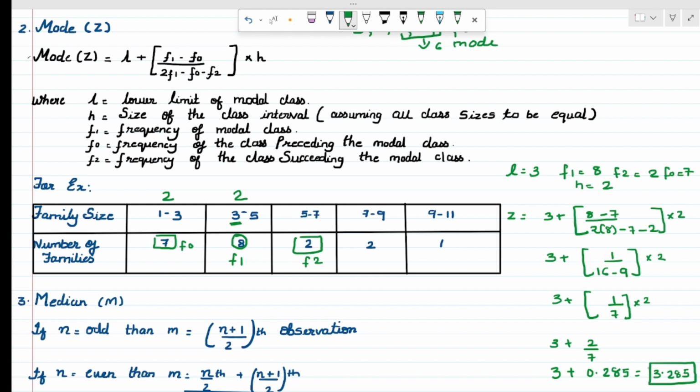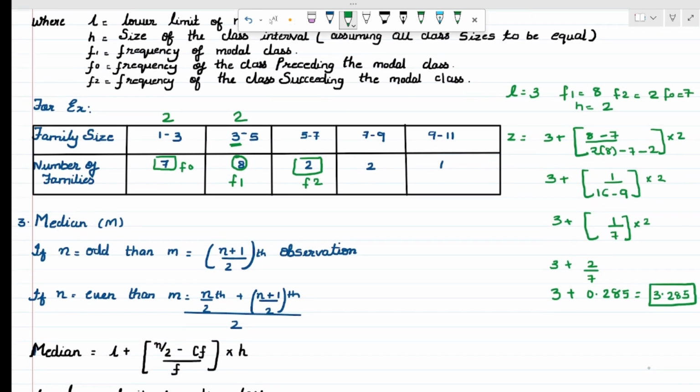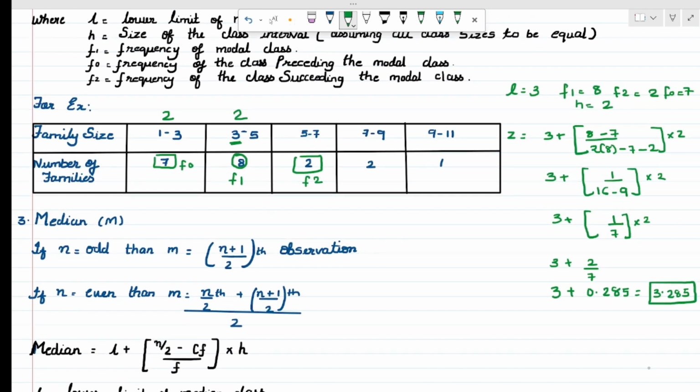This way you can solve the sum. This was only the introductory video. We will see other questions in the next video as well.